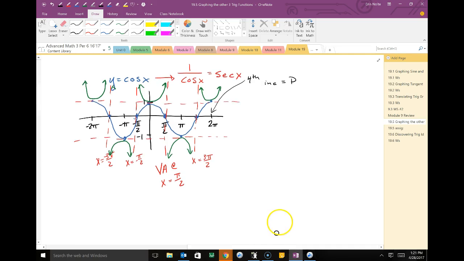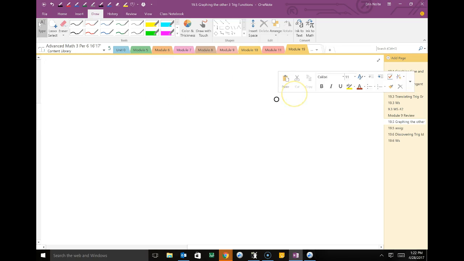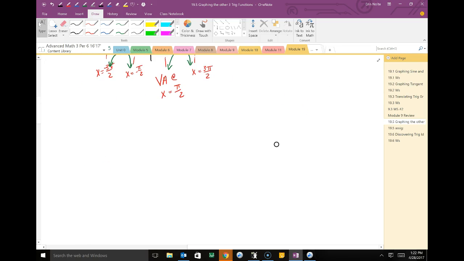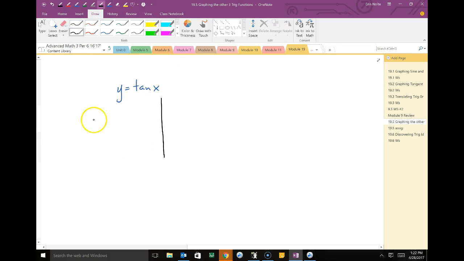Check. Scrolling down. Okay, last one is our cotangent. So we're going to use the tangent function to figure this one out. I'm going to draw 4 increments. Okay, and my fourth one is going to be 2 pi.